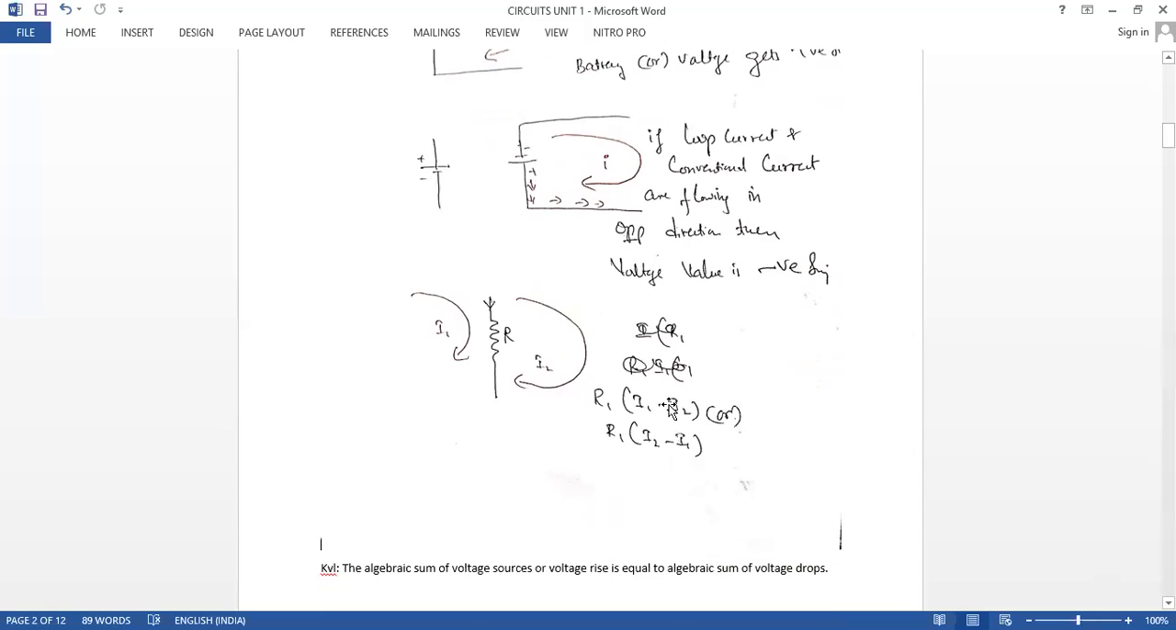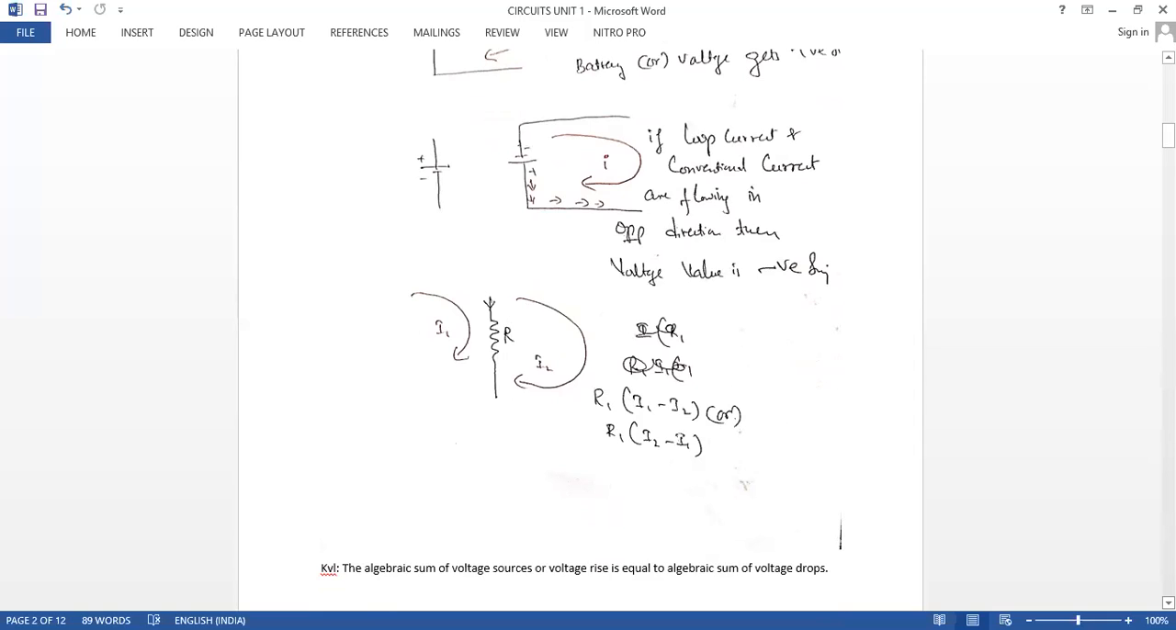This one we'll see later on. Two currents are flowing through the resistor at the same time. I1 is flowing in one direction, I2 is flowing in the opposite direction. So what is the current flowing through this one? R1 into I1 minus I2, or R1 into I2 minus I1. So depending upon the loop, we write this expression.